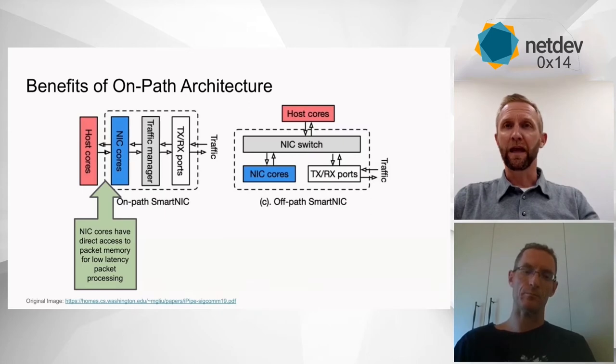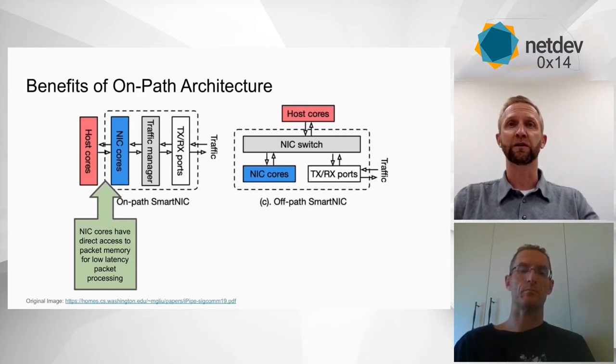The name, as you might surmise, comes from the fact that if it is an on-path SmartNIC, the NIC cores are always on the packet path. That means that any frames that come into the device, as pictured on the left, might go through a traffic management layer, but they're processed by the NIC cores, possibly transformed in some capacity, maybe decapped, maybe encrypted, maybe decrypted, and then those packets are passed on to the host cores. This means that the NIC cores have direct access to every single packet, and you can have fairly low latency packet processing here. The caveat being, every time a packet comes in, a NIC core, an ARM core in this case, would have to touch it.